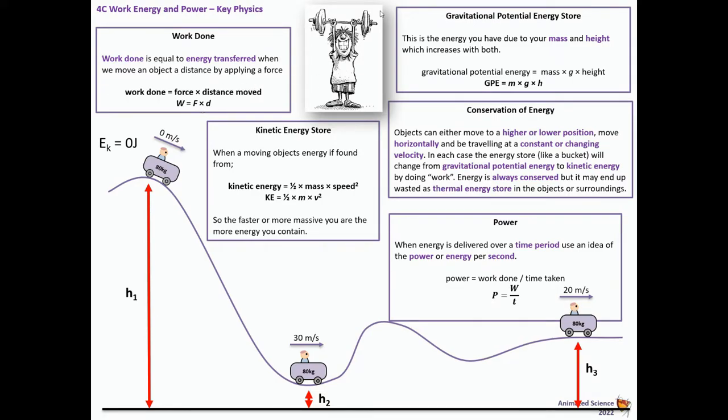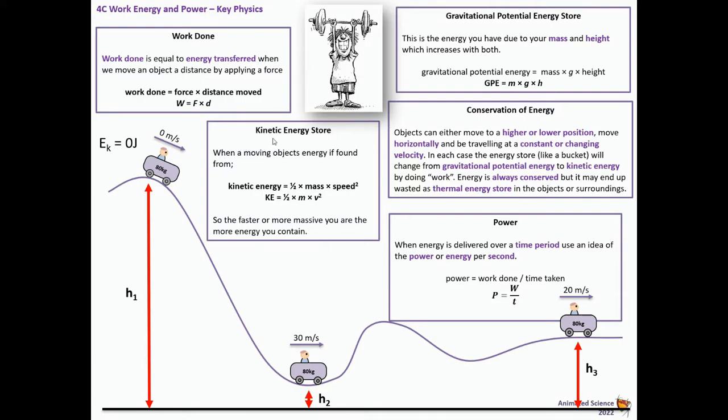Could use it for this guy, but if we're going to use it for this guy, I have to change it slightly because the work done now becomes the gravitational potential energy, which is your mass times gravity times your height. Well, think about weight equals mg. So it's a very similar formula to the work done. Work done is usually pushing stuff across the desk. Gravitational potential energy store calculation is when you're lifting something higher.